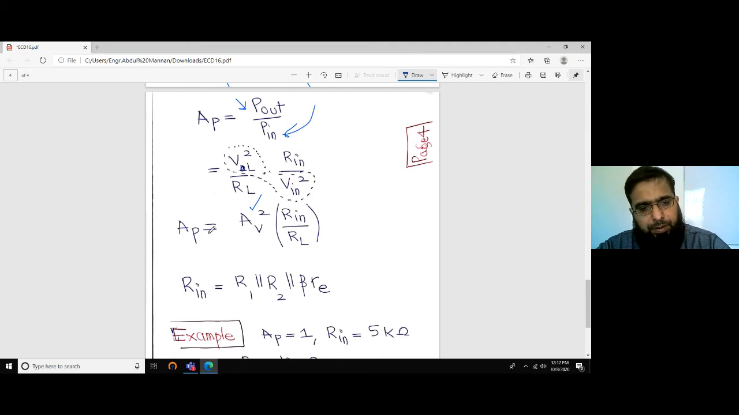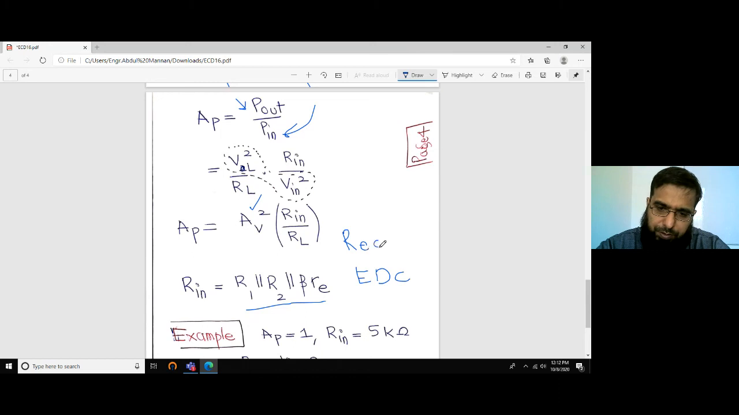And AP can be computed like this: AV squared Rin over RL. So we know RL is connected at the output, it should be given, and Rin can be computed using this formula. It's actually a recap from the last course, EDC, electronic devices and circuits.